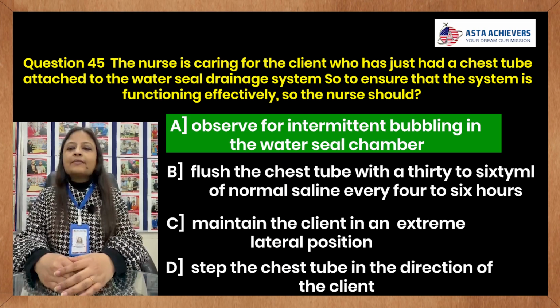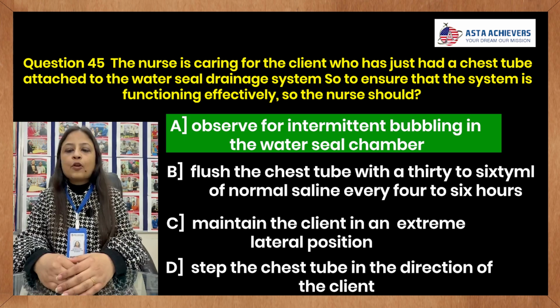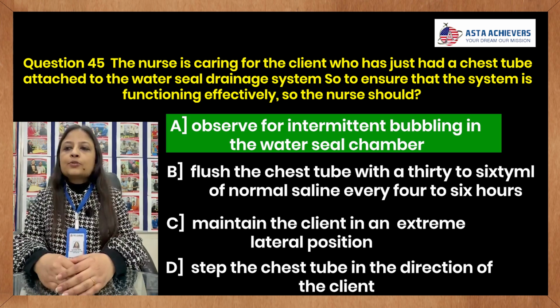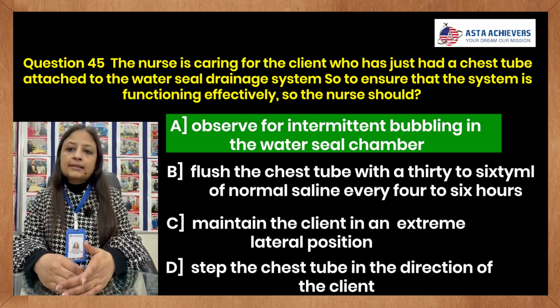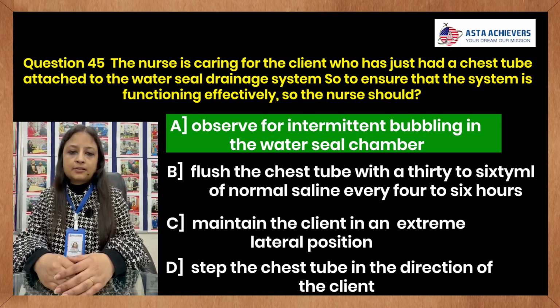Question number 45. The nurse is caring for a client who has just had a chest tube attached to the water seal drainage system. To ensure that the system is functioning effectively, the nurse should: option A, observe for intermittent bubbling in the water seal chamber. Option B, flush the chest tube with 30 to 60 ml of normal saline every 4 to 6 hours. Option C, maintain the client in an extreme lateral position. And option D, strip the chest tube in the direction of the client. So option A is the correct answer.